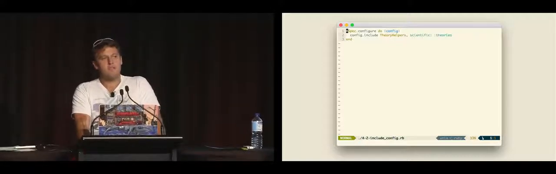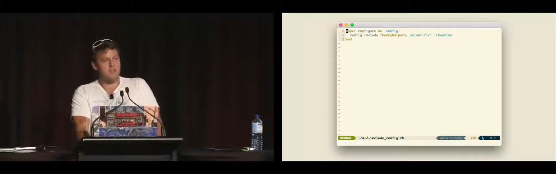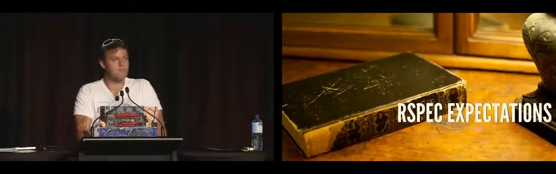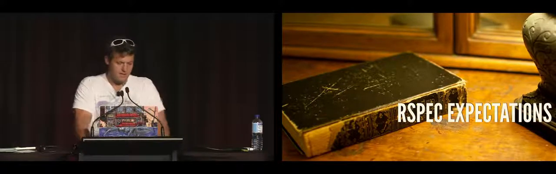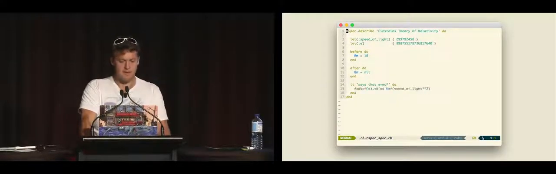But what about the content inside the block? What about those little niceties with the expect syntax? This is where our next gem comes in. This is where RSpec expectations takes over. So going back to our example, how do we turn this back into this?